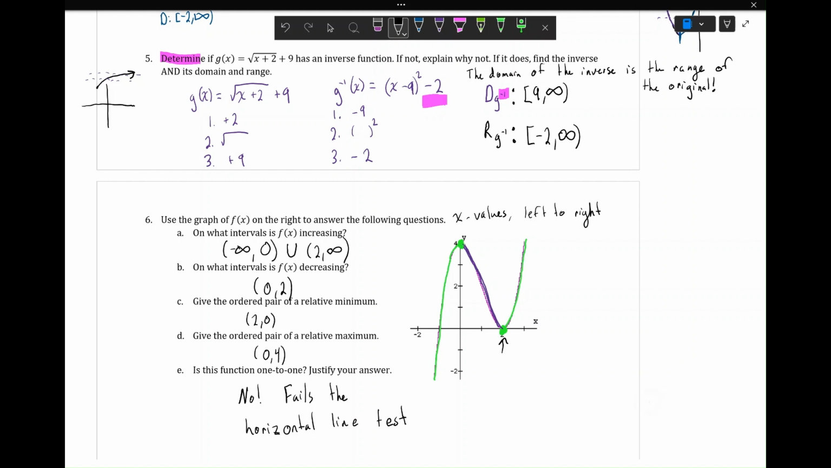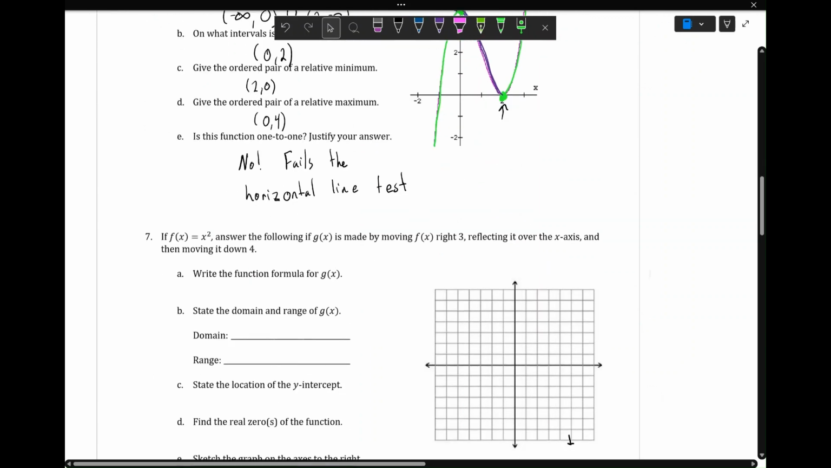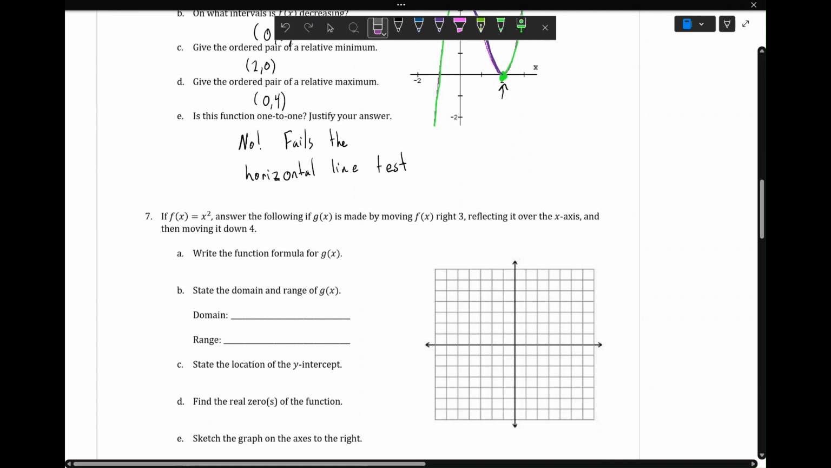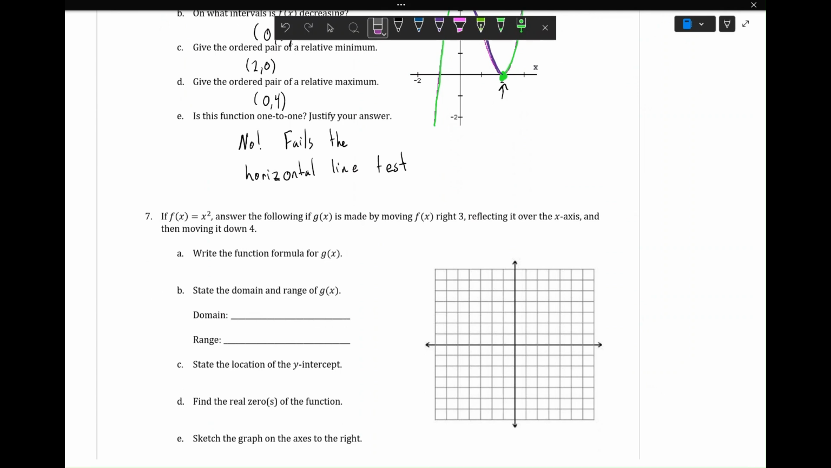All right, moving right along. We're now going to do a transformation. We have x squared as our parent function, and we move it right 3. We reflect it over the x-axis and move it down 4. So let's write a formula. If I move it right 3, remember horizontal changes are the opposite of what we expect. So I'm going to put a minus 3 here. And then the basic function is squared. Reflecting it over the x-axis is a vertical reflection, a top to bottom reflection. So I put a negative outside the squaring. And then finally I move down 4, so I have a minus 4 out here.